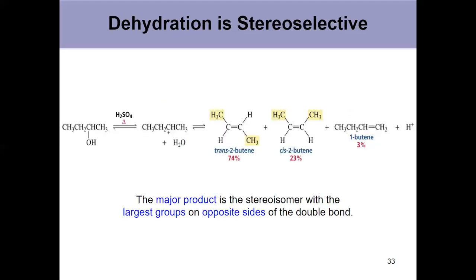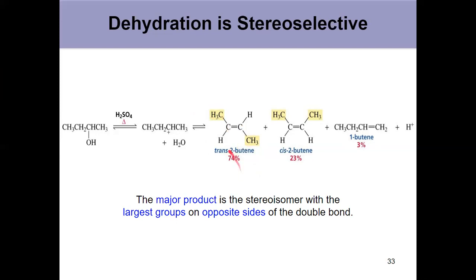We also have the stereochemistry to consider. Now, the good news is it's the same stereochem as the E1 reactions that we saw before. This is a secondary alcohol, so it's going by an E1 mechanism. We did the dehydrohalogenations in Orgo-1, so we've got the same stereochem consideration there. We want the larger groups on opposite sides of the double bond. Therefore, trans dominates.